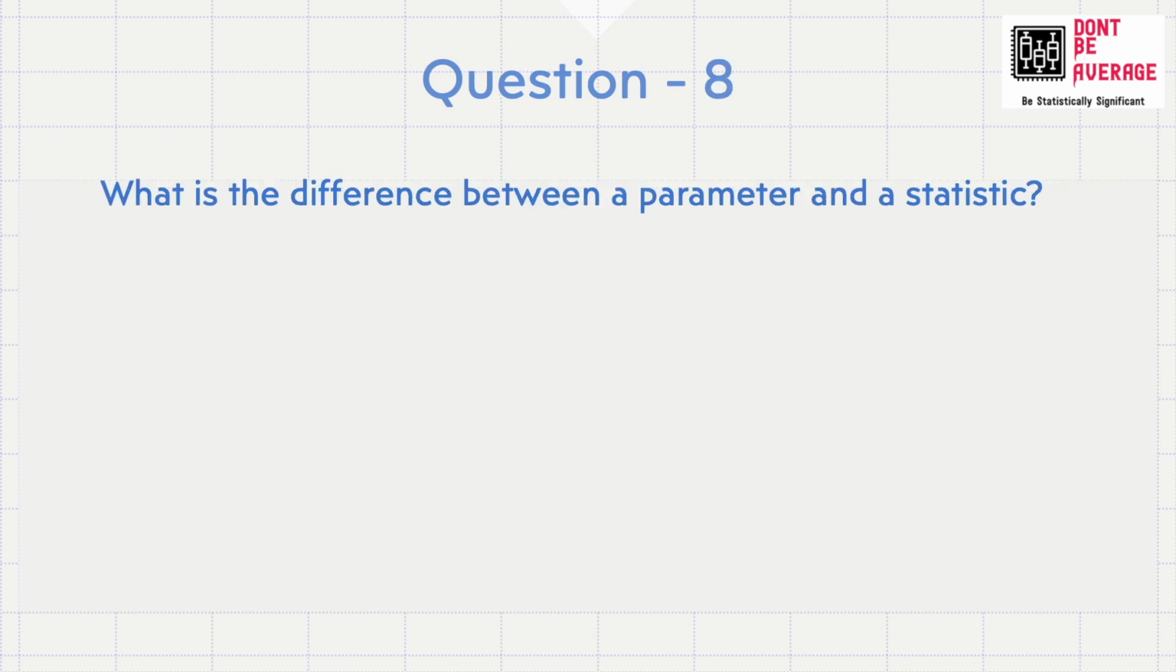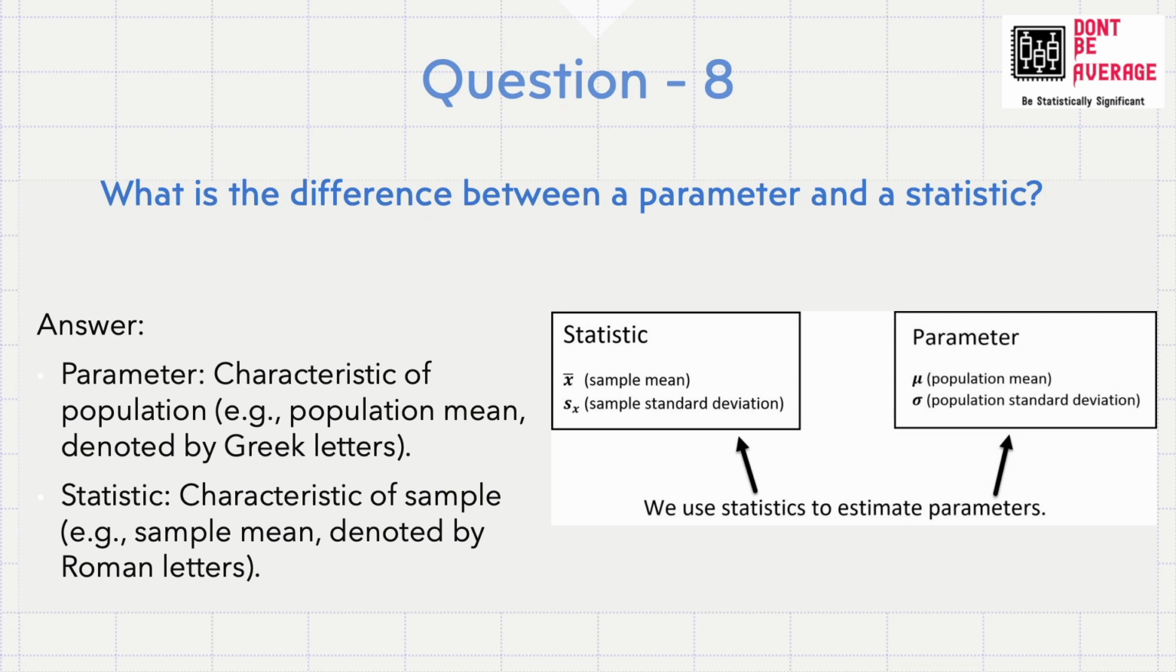Question number 8. What is the difference between a parameter and a statistic? Answer. A parameter is a characteristic of a population. Typically, it is denoted by Greek letters. For example, mu, sigma, these are parameters. While a statistic is a characteristic of a sample. Typically, it is denoted by Roman letters. For example, this and this. Statisticians use statistics to estimate parameters. So we use these to estimate these.